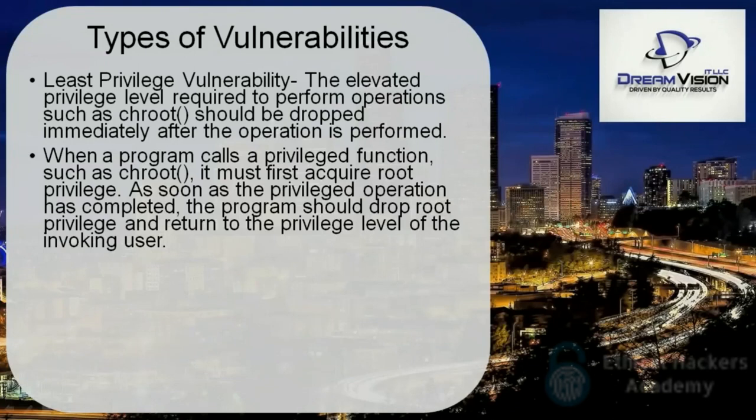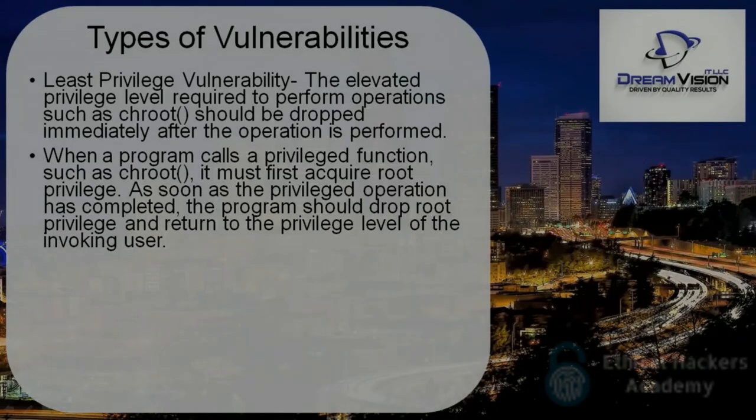When a program calls a privileged function, such as chroot, it must first acquire root privilege. As soon as the privileged operation is completed, the program should drop root privilege and return to the privilege level of the invoking user. So again, as I was speaking on not too long ago, that deals with access privilege being granted for a very limited amount of time, and only to a specific piece of software, or a specific piece of equipment, in that given time frame.